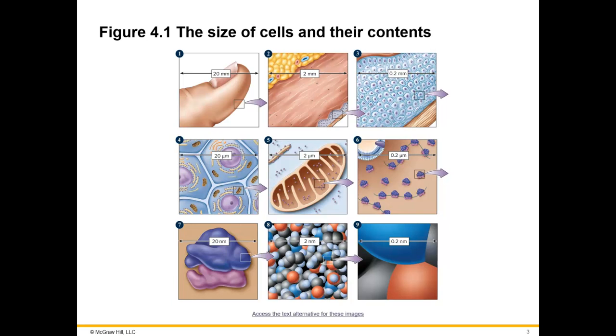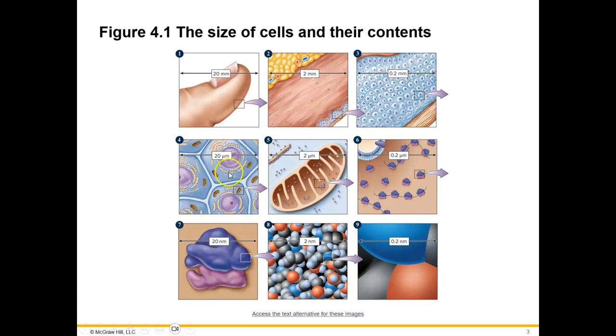When we're looking at the size of cells and their contents, this picture is pretty helpful. You can see that we've got 20 millimeters here when we're looking at this section of a thumbprint. As we zoom in even further, we're down to 2 millimeters. 0.2 millimeters is including one cell along with some other adjacent pieces of other cells. Now we're down to 20 micrometers. You can see the definition within the cell.